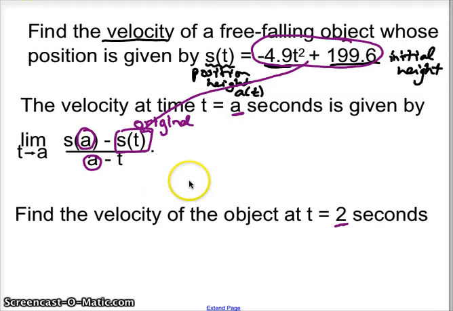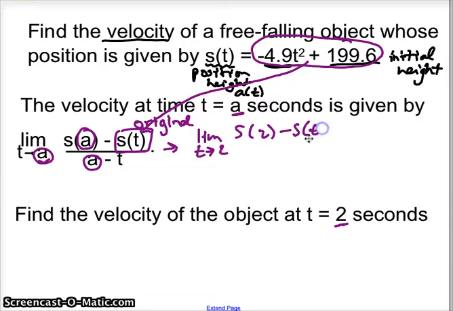This is an example from your homework. That is a common area that students get stuck on, so I'm telling you about it right now. This is going to be the 2 also. So in this problem, because t equals 2, we really are looking at this: the limit as t approaches 2 of s of 2 minus s of t, the original function, all over 2 minus t. So that's what it's going to look like. This will be in the directions of your homework, and they'll give you this in the problem.